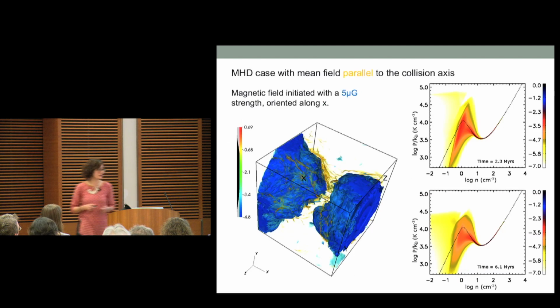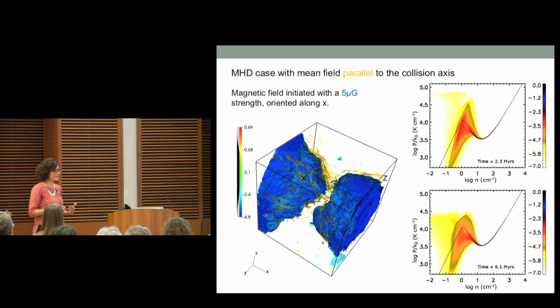So what happens when you introduce a magnetic field? Here is an MHD case with a mean field of 5 microgauss initiated in a direction parallel to the collision axis. This has a residual flux along this direction, but also a turbulent component, because we also drive turbulence before we make them collide.